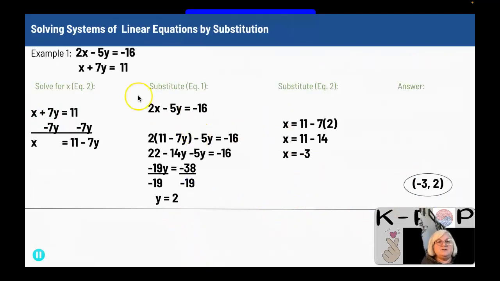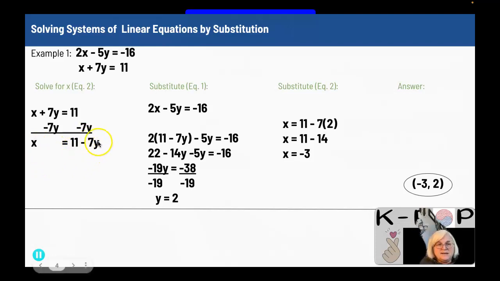Example 1. I have 2x minus 5y equals negative 16. And I have x plus 7y equals 11. So I want to solve for x in equation 2. Solving for x in equation 2 means that I'm going to have x plus 7y equals 11. So that's my equation 2. Reason why I'm solving for x is because it's just x here. So it's easier. So I subtract 7y from both sides of the equal sign. I get x equals 11 minus 7y.